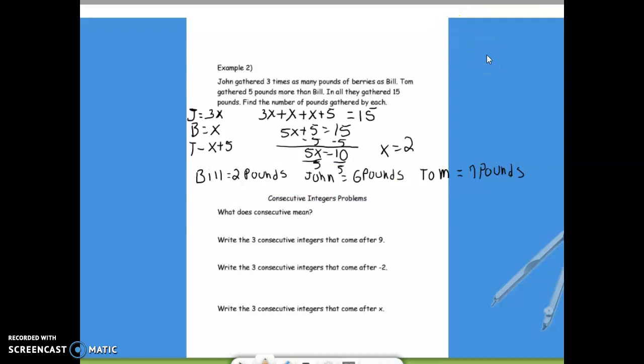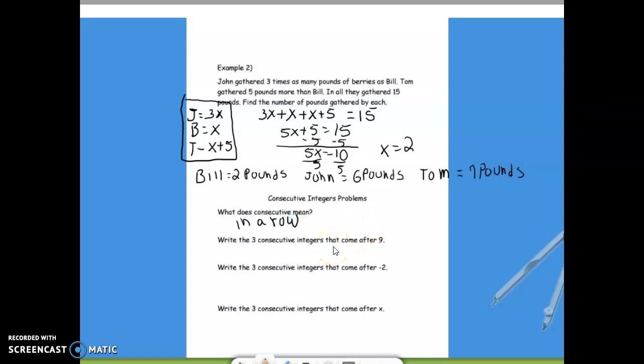So again, I find this very helpful. You make what I call, kind of like a little cheat sheet here, okay? All right. Next, we're going to talk about consecutive. And the word consecutive just means in a row, right?